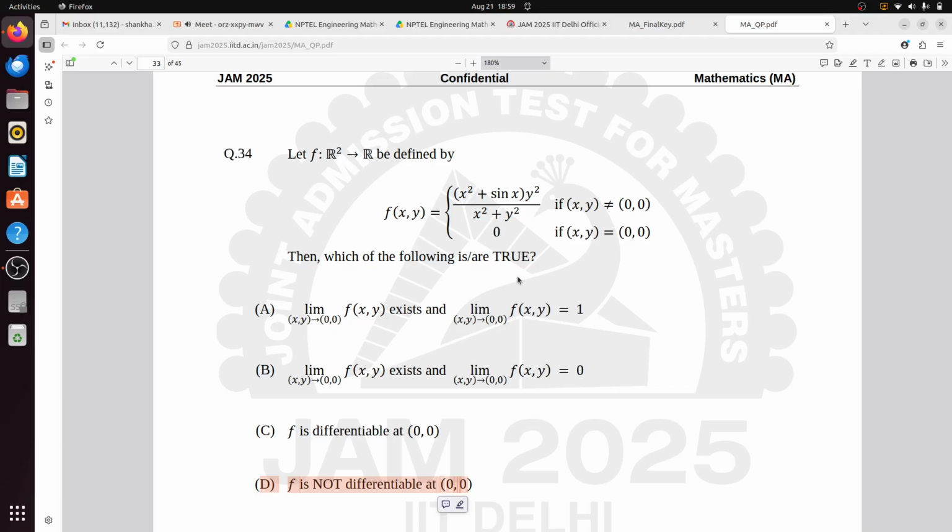Is it clear now? Just by framing f(h,k) minus f(0,0) equal to ah plus bk plus epsilon 1 h plus epsilon 2 k, your epsilon 2 will not be converging to 0 as (h,k) tends to (0,0).